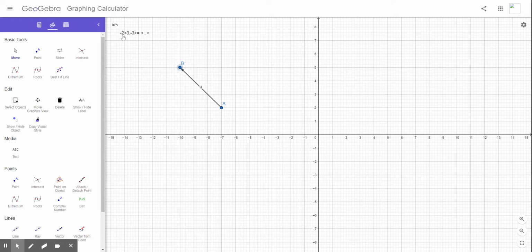The next thing I'm going to do is I'm going to duplicate it because I'm multiplying it by 2. So I already have 1. So I'm going to go ahead and duplicate that vector. And now I have 2 of them. And I'm going to put them head to tail.